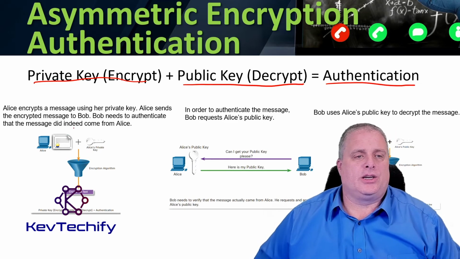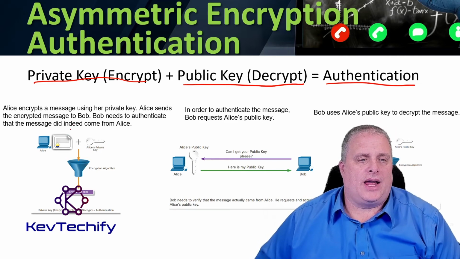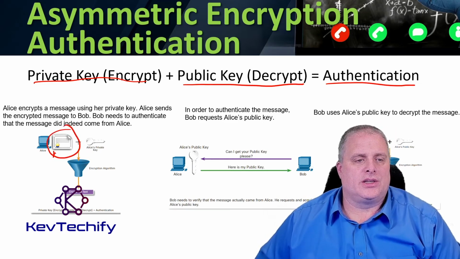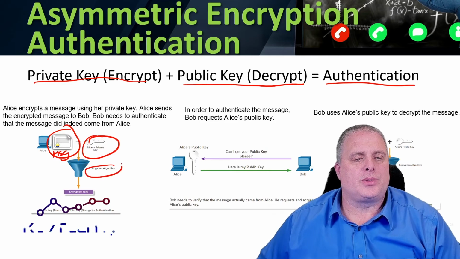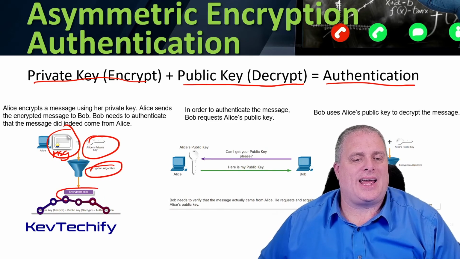is Alice encrypts a message with her private key. So Alice gets a message here. Once again, this is the message. She encrypts it with her private key. So she takes her private key, runs it through an encryption algorithm, and gets encrypted text. So that's how we get our encrypted text.